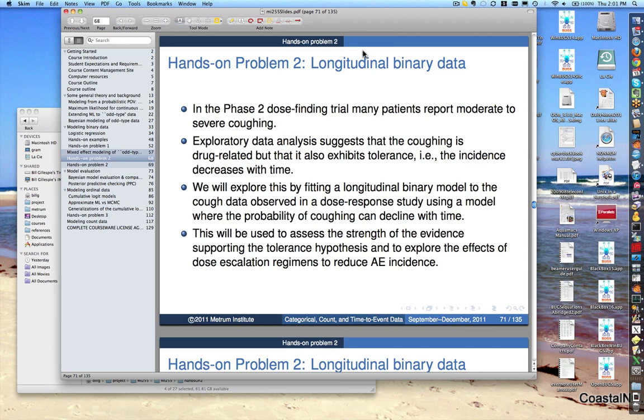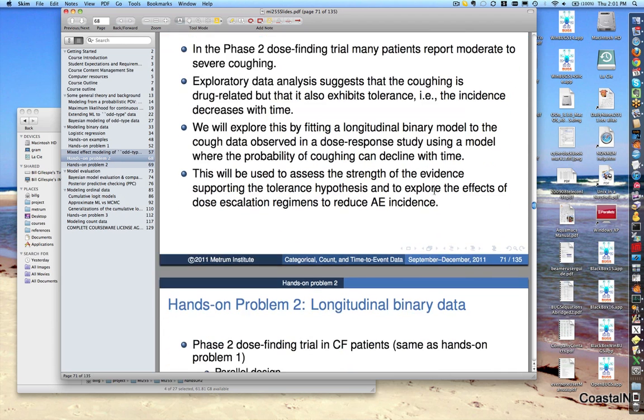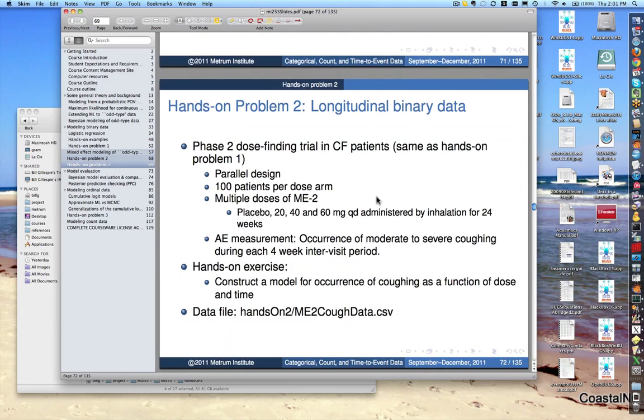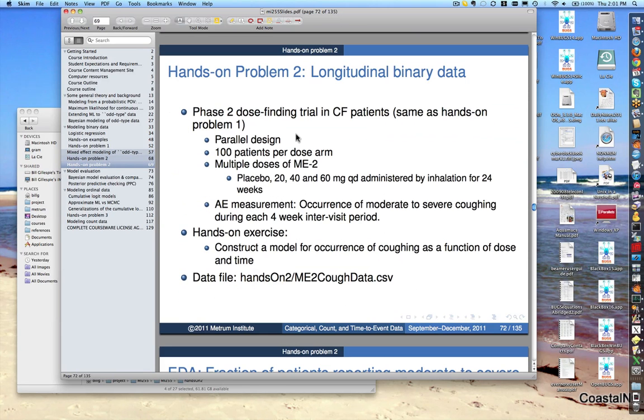Let's go down to the study design here. We're dealing with some results from a phase 2 dose finding trial in cystic fibrosis patients. It was a parallel design with 100 patients per dose arm, and there are different doses of ME2, corresponding to our different treatment arms. So we've got a placebo group, one at 20 milligrams per day, another at 40, and another at 60 milligrams per day, administered by inhalation over 24 weeks.